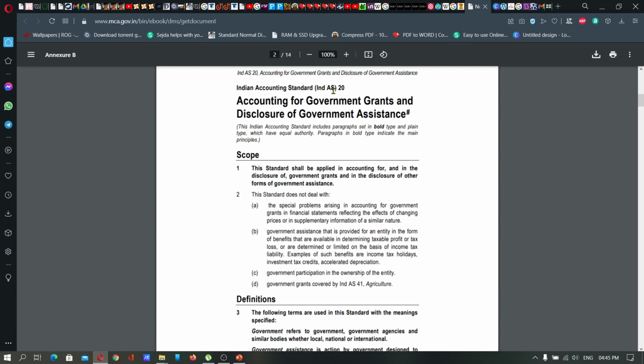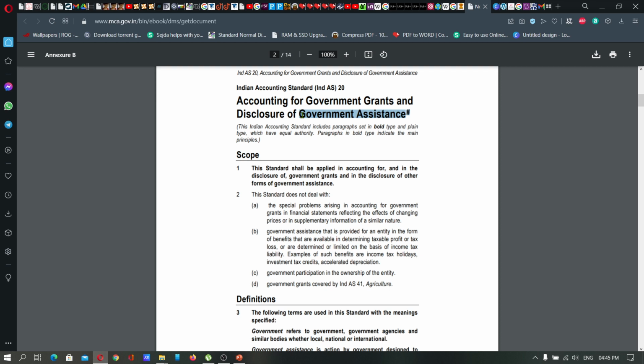Next is Ind AS 20. It deals with accounting of government grants and government assistance. Many companies or corporate concerns get some type of grants and assistance from the government directly. It may be in the form of providing grants in the form of resources from the government to the companies, or any type of assistance in the form of subsidies or deductions like that.